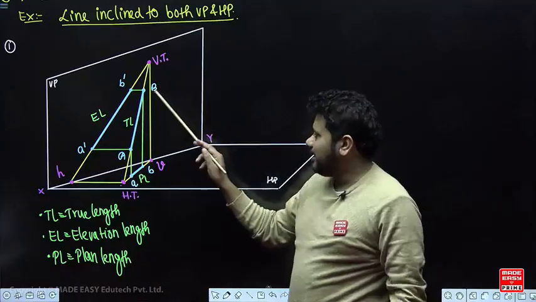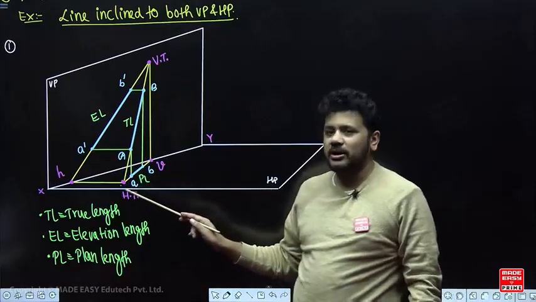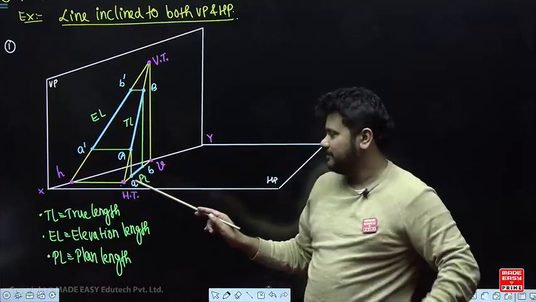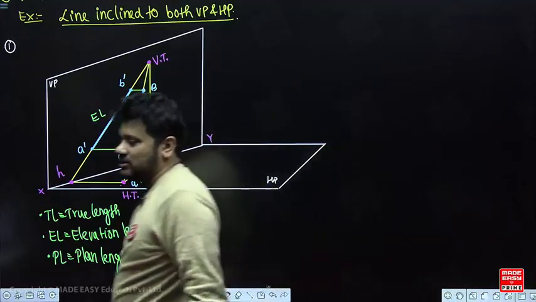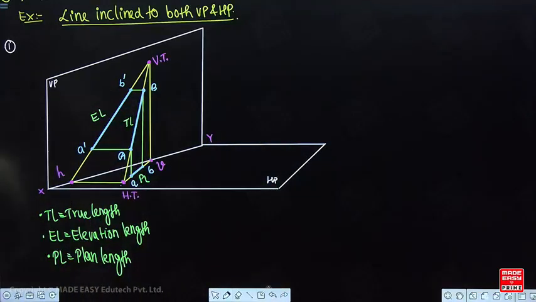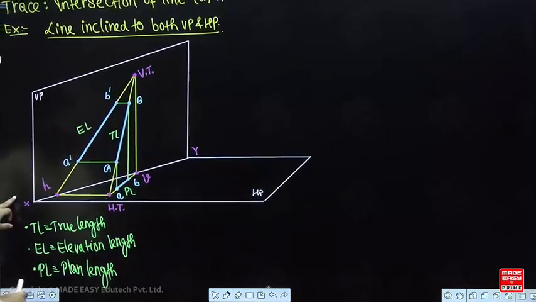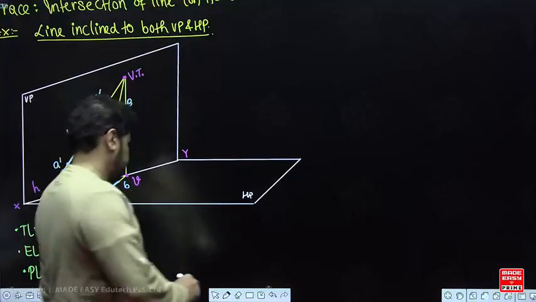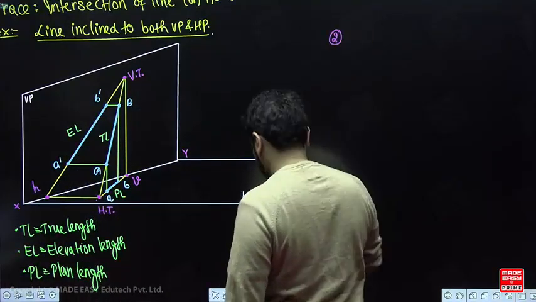So if I extend AB, it is going to cut HP at a particular point, this is called the horizontal trace. If I extend it, it is going to cut here, it is called the vertical trace. Correct? Do you understand? Okay. Now let us take one more example. So I will take example number 2.